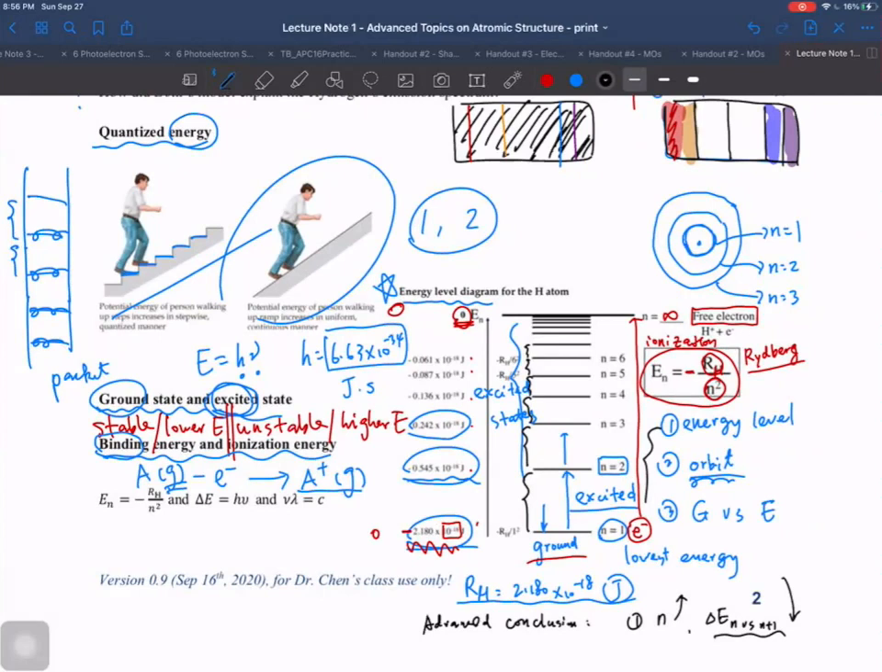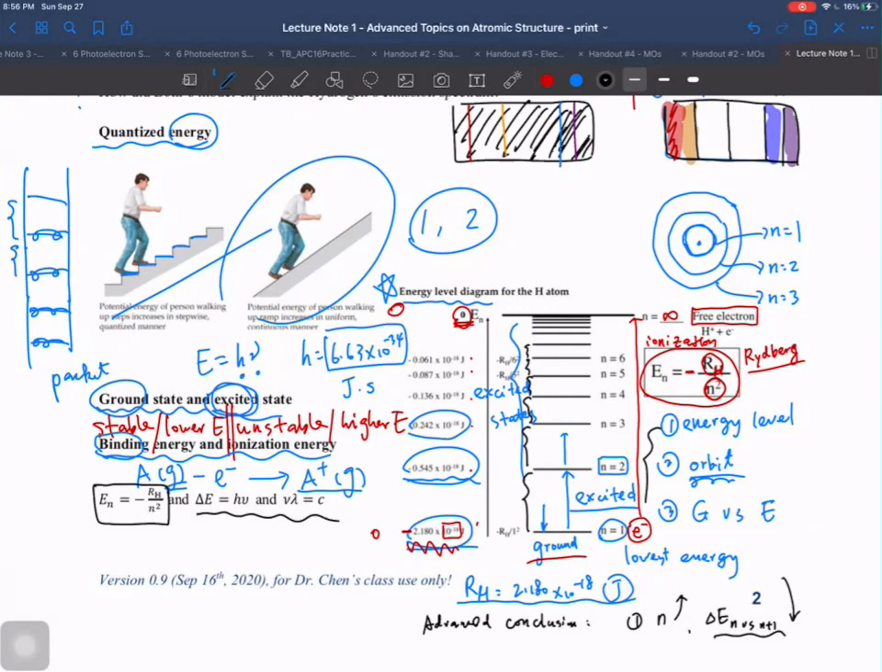Okay, yeah. So we talk about the first equation here. There are two more equations here. I'm not sure whether you guys are familiar with these two equations or not. The first one is called delta E equals H times nu.